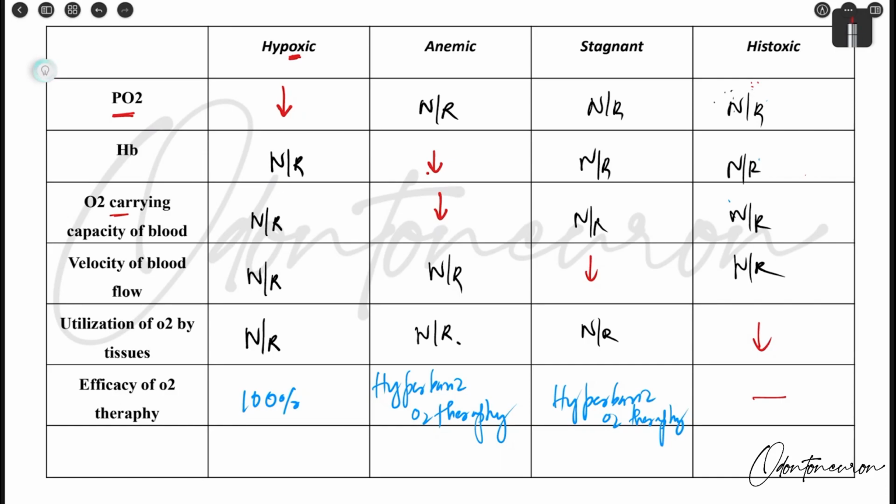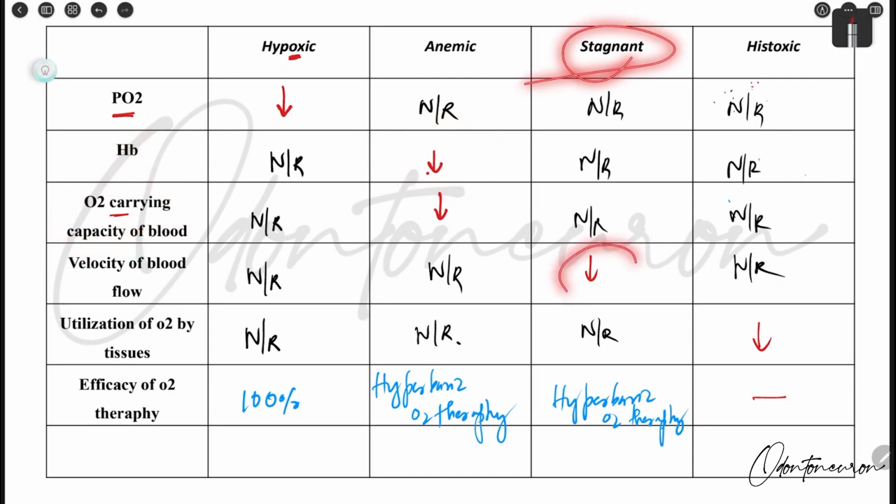That means the compensatory changes. What I'm saying is there will be hyperventilation, erythropoietin, and an increase in 2,3-DPG. Clear? Done. Anemic hypoxia: everything is good, but your hemoglobin is a problem here. Therefore, the carrying capacity goes off. Right? Clear? Now, stagnant hypoxia.